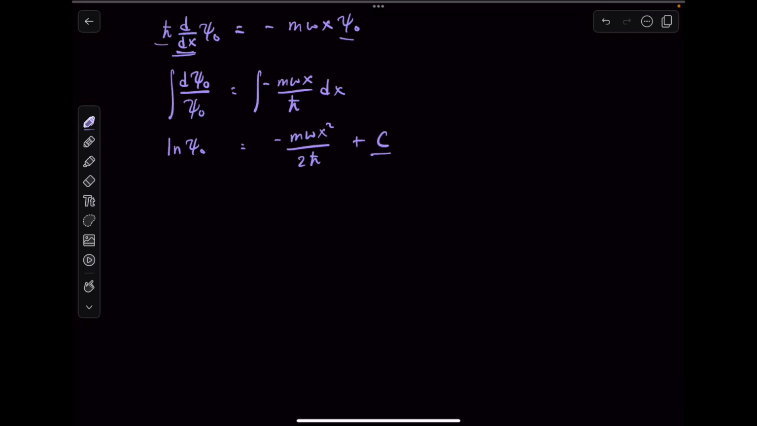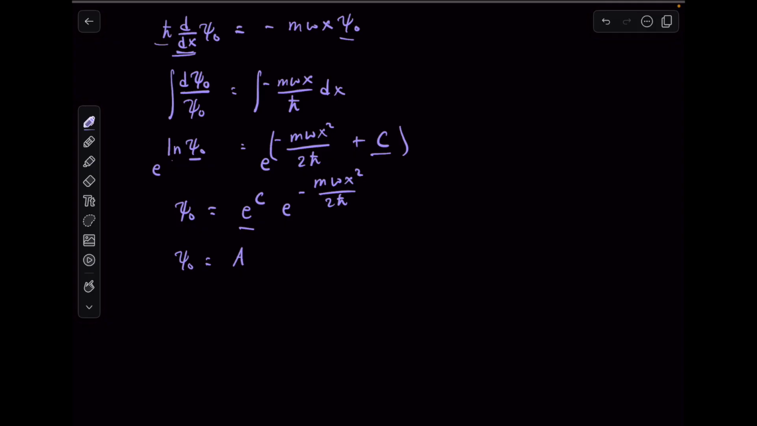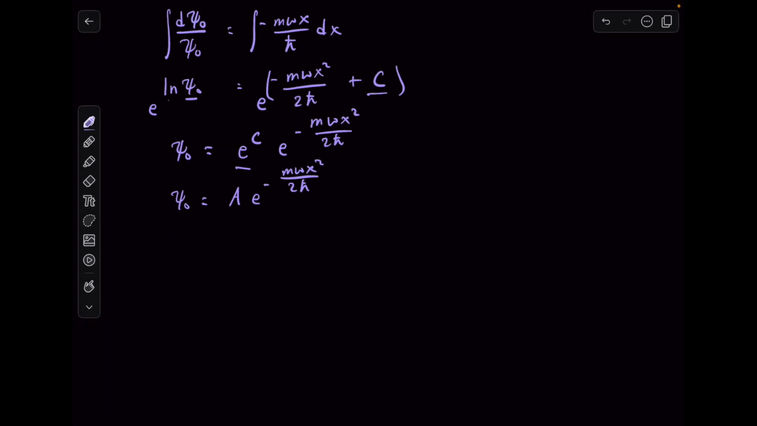And now we can just exponentiate both sides, because when our exponential hits this natural log, we can just bring down this term here. So we have the ground state is equal to e to the power of c, which is just another constant, and then the exponential of negative mass times omega x squared over 2 h bar. I'll just rewrite this e to the power of c as A, because it's going to represent our normalization constant. And this is what our ground state is going to look like.